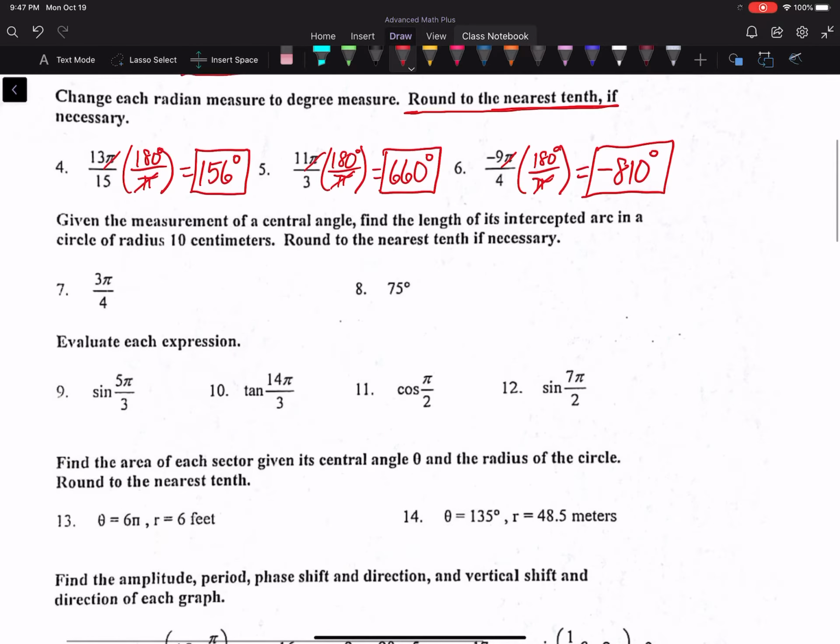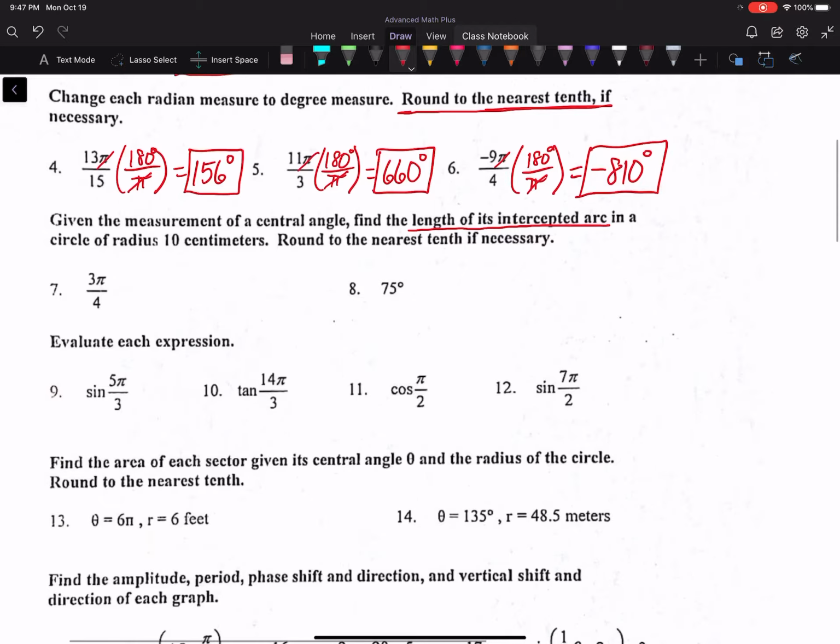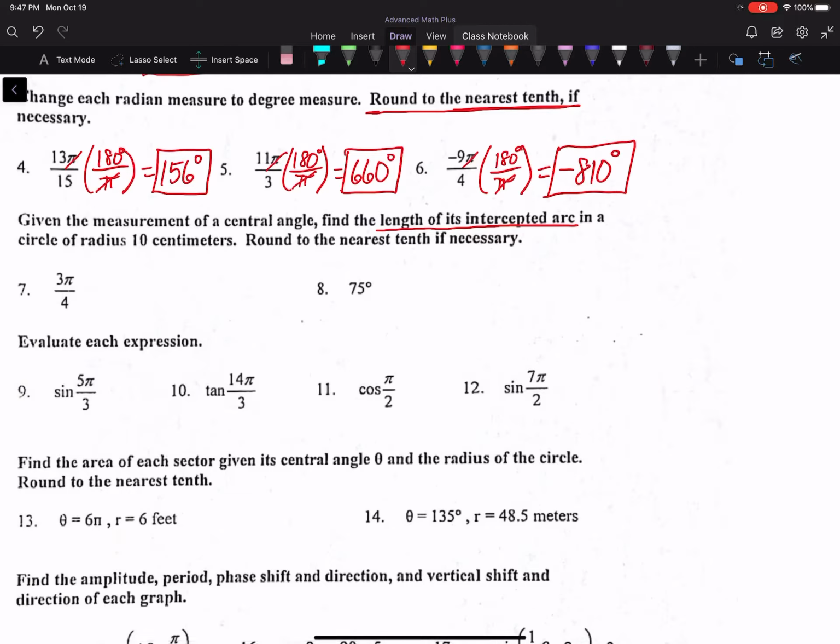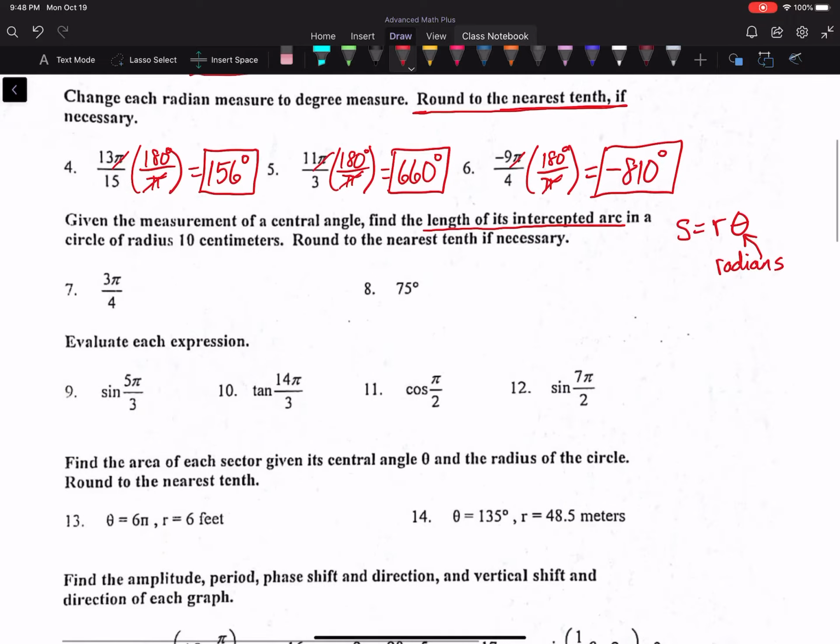Quick to do. 7 and 8, it says, given the measurements of the central angle, you are finding the length of the intercepted arc. So this is going to require you to memorize a formula. The formula is S, which stands for arc length, is equal to R theta. Okay, that is the formula you need to remember. Don't forget your theta must be in radians. So if it's not in radians, you need to put it in radians.